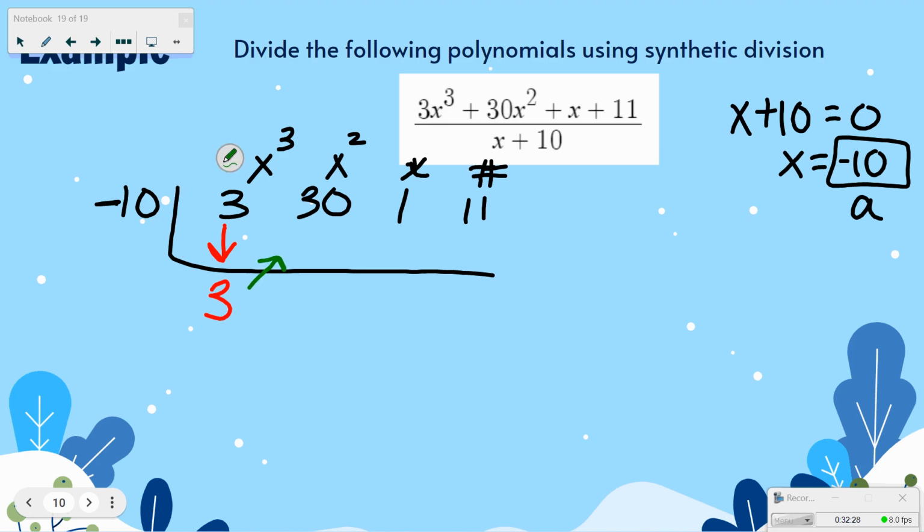Does this only work if it's an x, or will it work if it's like x squared? Alright, who can answer Cash's question? He said, does this only work if it's an x, or could it work with an x squared? Yep, it only works with the linear factor. That's why we can do this, because it's x plus 10 that we're dividing by.